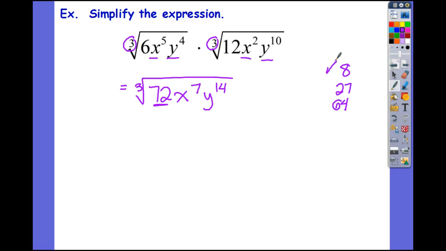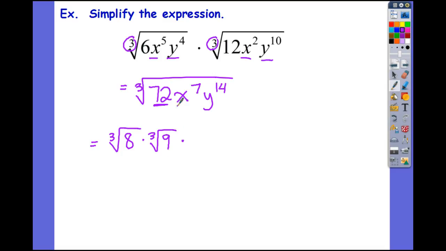and it looks like, yep, 8 is a factor of 72. So from what we did in previous examples, maybe pause the video and see if you can come up with the most simplified form for this expression. So 8 is a factor of 72, 8 is a perfect cube. So 8 times 9 is 72.